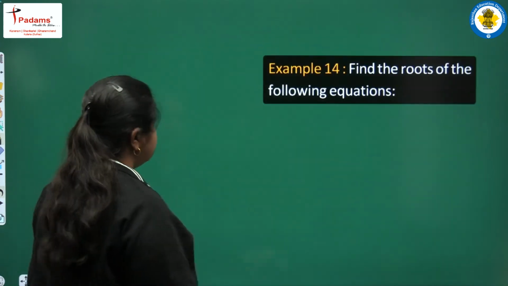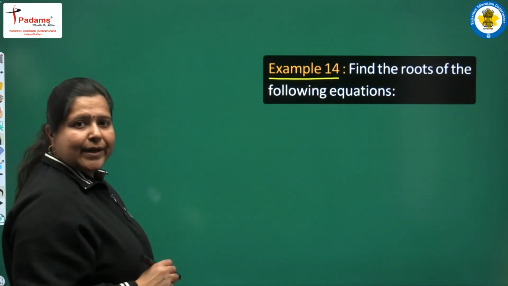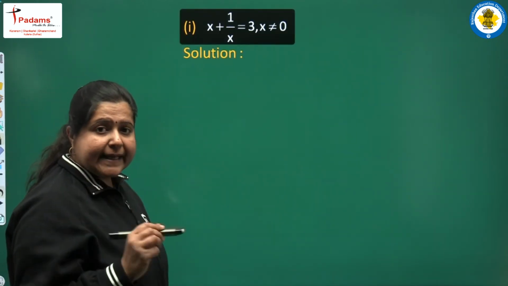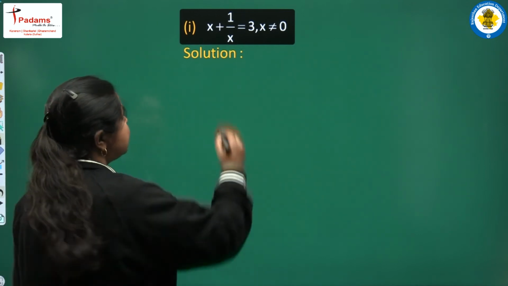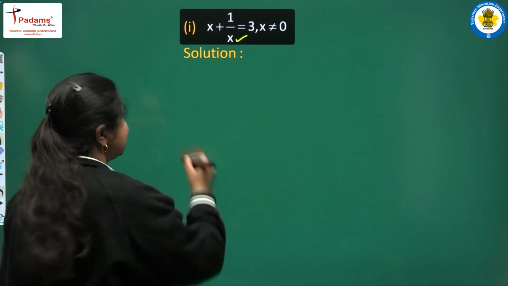Next we have example 14. Find the roots of the following equations. Here we have this equation, इसके roots find out करने हैं. पहले इस equation को simplify करेंगे. आप देखिए x denominator में है तो x से ही पूरी equation को multiply करते हैं.